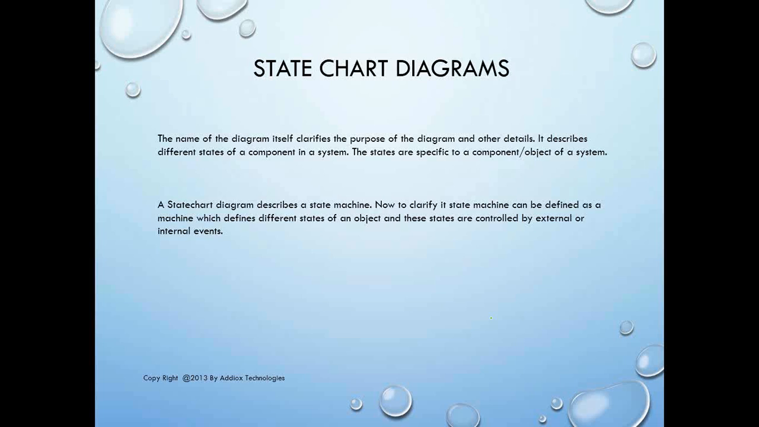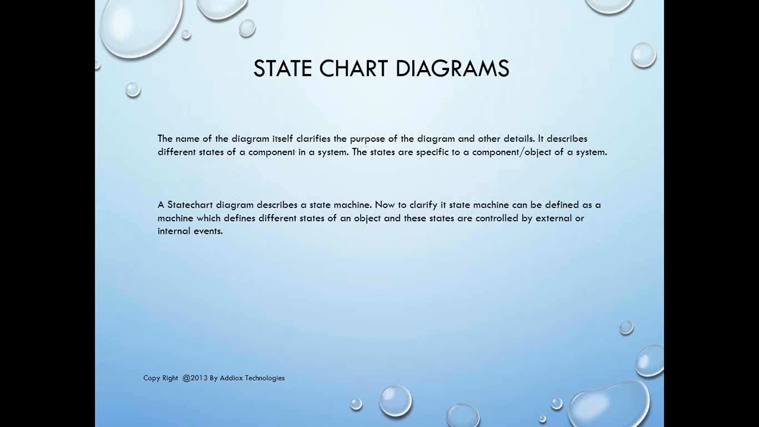As the name says, state chart, that means what is the current state? That's where you will use the state chart. What is the future state? What is the current state? It means how that object is right now. So the name of the diagram itself clarifies the purpose of the diagram and other details.